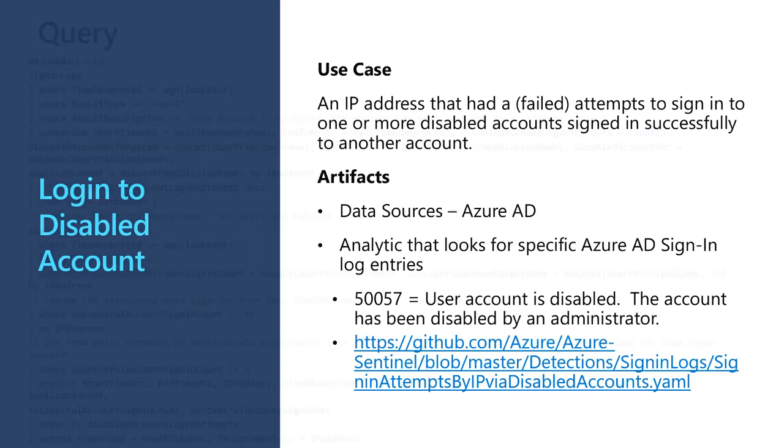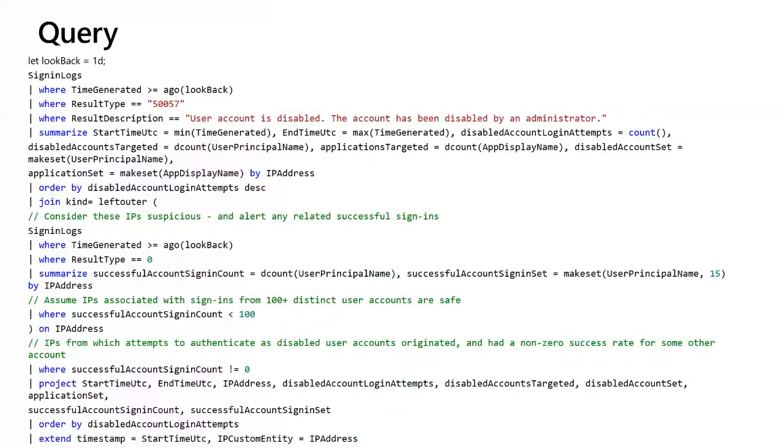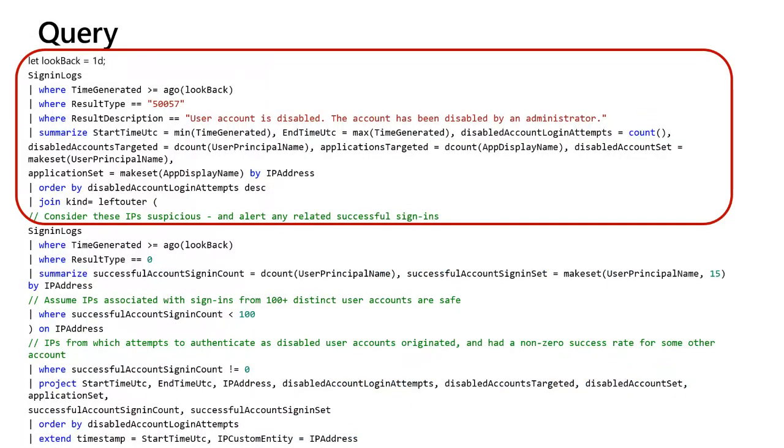This is actually quite a long analytic, so I'm going to break it down into 2 areas. In the first part of this query, we're going to look back 1 day, and we're going to look at sign-in logs. The sign-in logs we're looking for are ones attempting to log into a disabled account. So there's 50057, again the event ID, looking for user accounts disabled. Based on these log entries, we're going to look for the IP addresses that attempted to log into these disabled accounts.